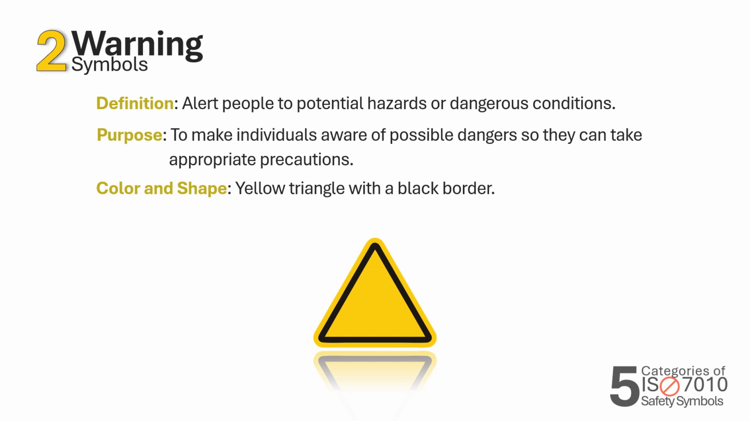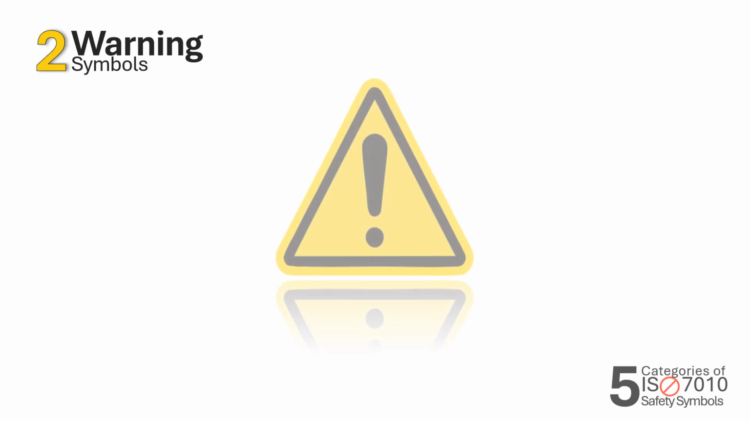How do we recognize them? Warning symbols are usually a yellow triangle with a black border. The yellow color is bright and catches our attention, while the black border makes the symbol stand out. The triangle shape is universally recognized as a warning sign, and it's easy to spot from a distance. Once again, I will show you various warning symbols, and let's see if you can identify them correctly. Here is the first one.